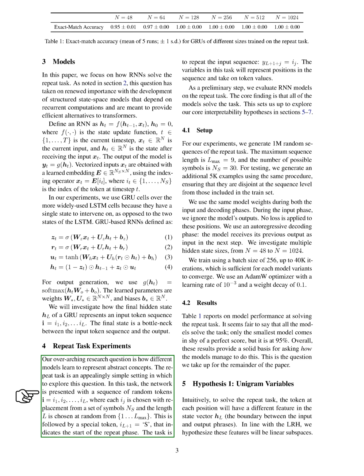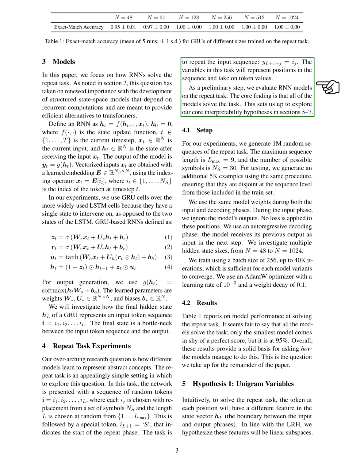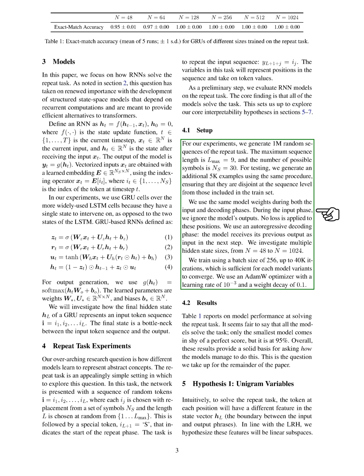In this task, the network receives a sequence of random tokens, followed by a special token that signals the start of the repeat phase. The goal is to reproduce the input sequence. To set up our experiments, we generate 1 million random sequences for the repeat task, with a maximum length of 9 and 30 possible symbols. We also create an additional 5,000 examples for testing, ensuring they do not overlap with the training set.